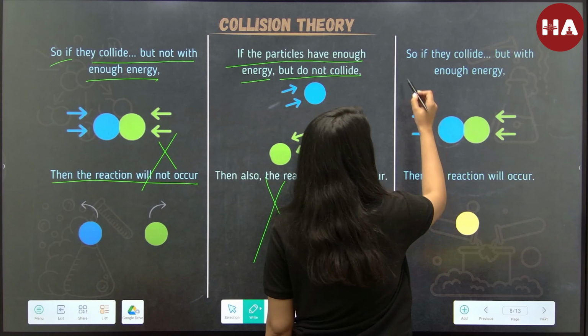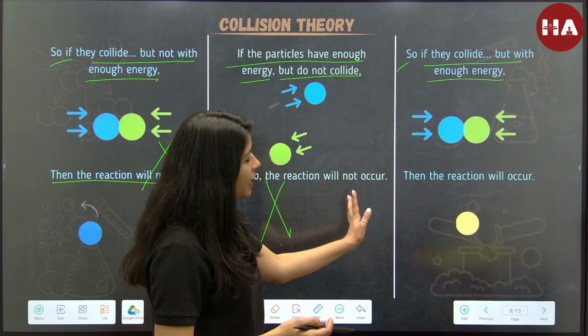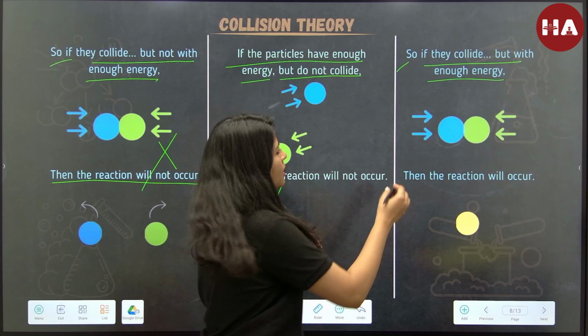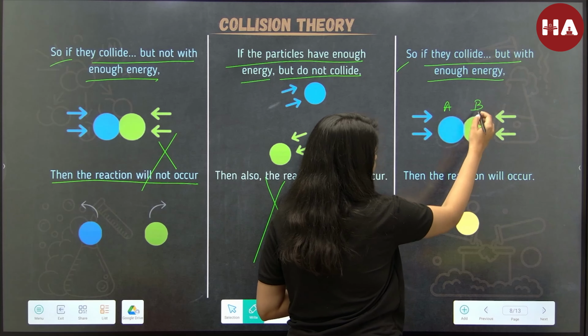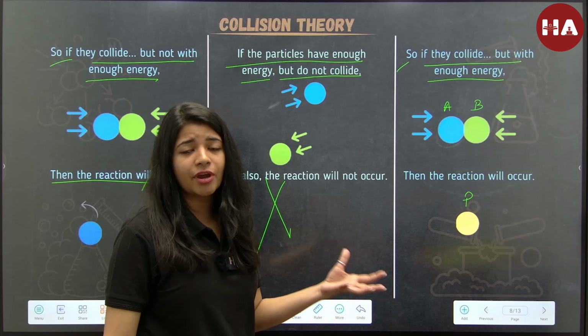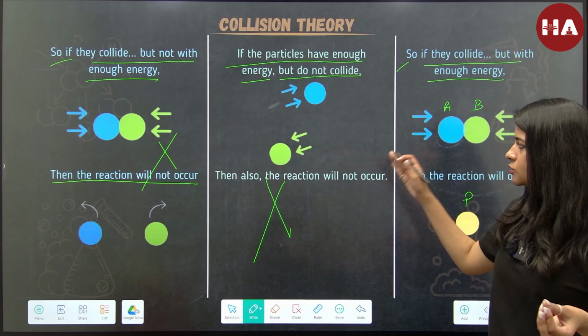Next, and the third is, if they collide with enough energy, then the reaction will take place, and hence these blue and green, which are different reactants, will collide to form a product, which has a different identity, right? So these are the 3 cases which can take place.